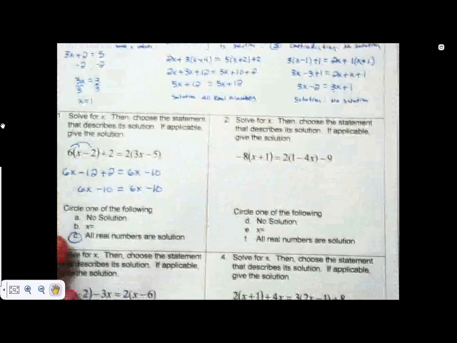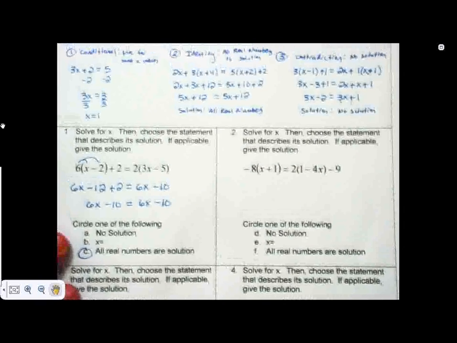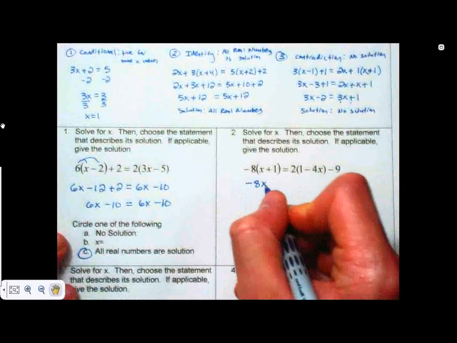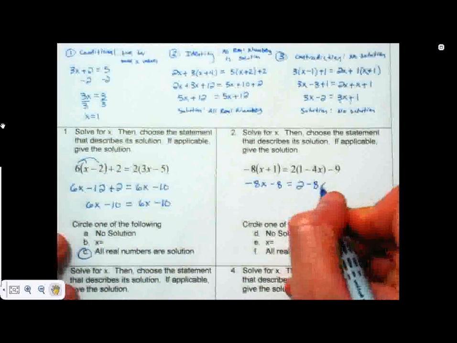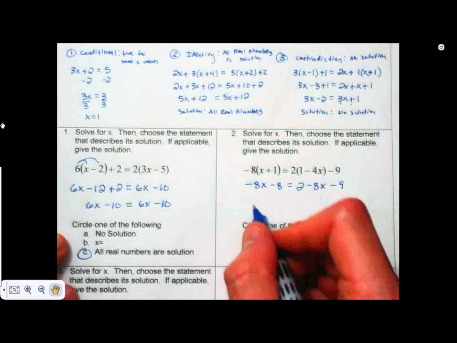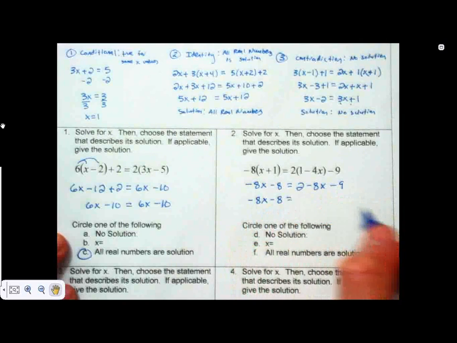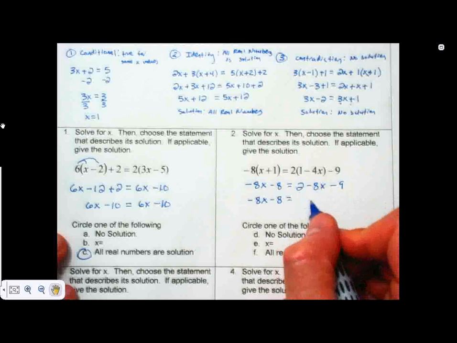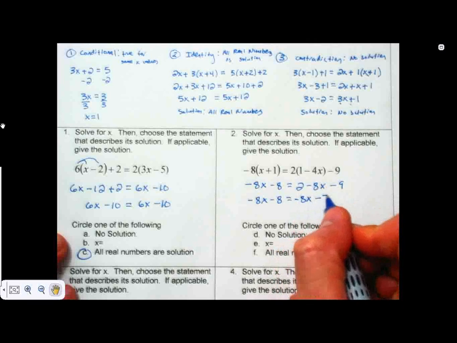Okay, let's try number 2. Pause the video and then restart when ready. So for number 2, if we use the distributive property, we get negative 8x minus 8 equals 2 minus 8x minus 9. And if I simplify each side, what we end up with is, well, 2 and negative 9 can be combined to make negative 7. So we're left with negative 8x minus 7.